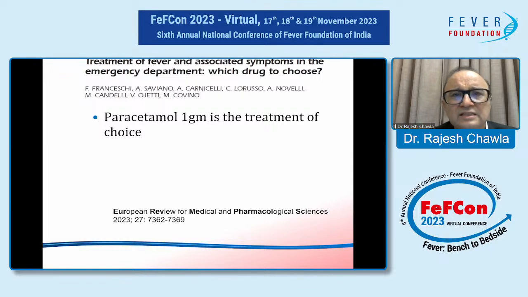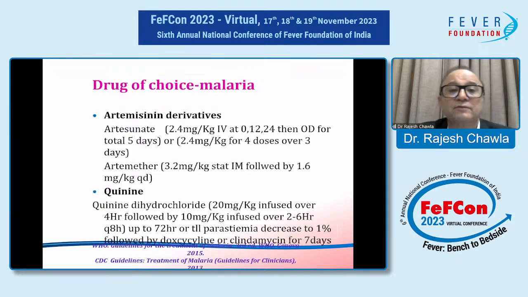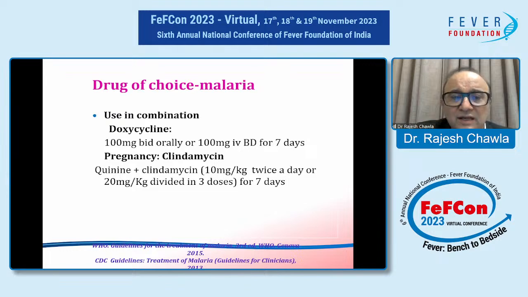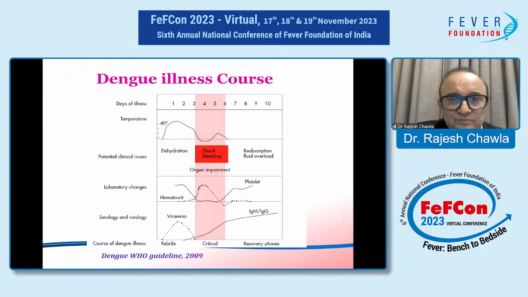Although this study compared paracetamol with paracetamol and ibuprofen, and they found that probably in the first 1 or 2 hours, the combination was better. But I feel because these patients have multi-organ failure, paracetamol is the safest to give in these patients. Then, of course, the drug of choice, if you're thinking of malaria, you will give artesunate, and if the patient is pregnant, then the choice is clindamycin.